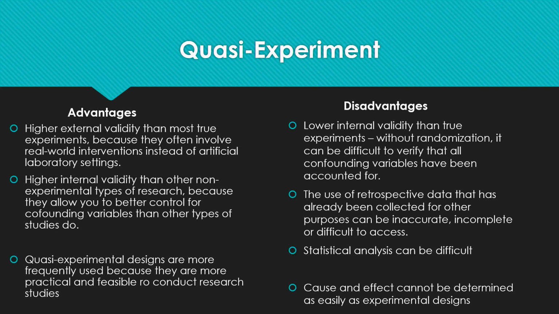On the other hand, there are some disadvantages when it comes to the quasi-experimental designs. It does have a lower internal validity than true experiments. Without randomization, it can be difficult to verify that all confounding variables have been accounted for. The use of retrospective data that has already been collected for other purposes can be inaccurate, incomplete, or difficult to access. Also, statistical analysis can be difficult. And lastly, cause and effect cannot be determined as easily as experimental designs.